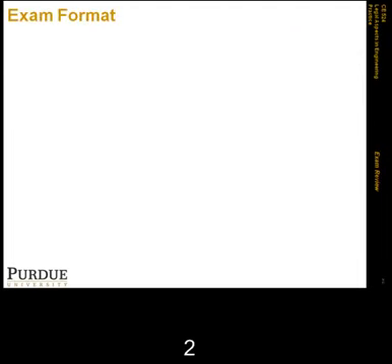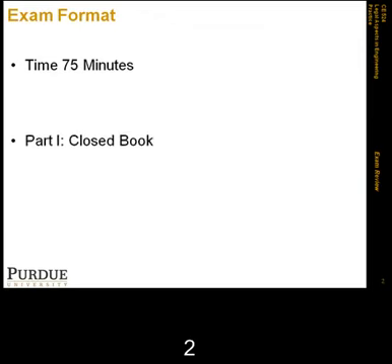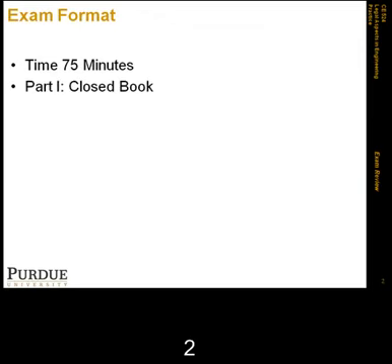So for the exam format, I did mention in the lecture right before spring break that our exam is going to be made up of two components. The total time is 75 minutes. Part one is a closed book exam with 15 questions. In reality, you're going to see 16 questions, with an extra question offered as a bonus, so you can gain 2 points in bonus in this part. This part is worth 30 points.